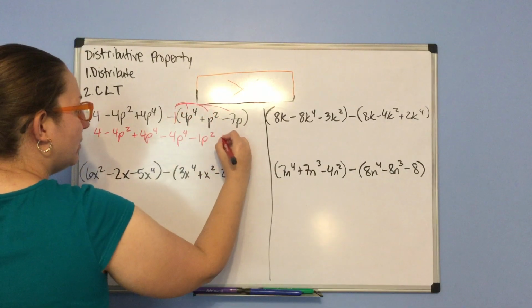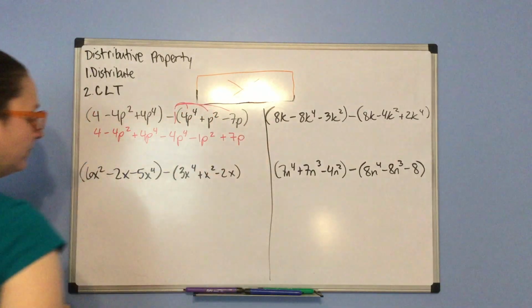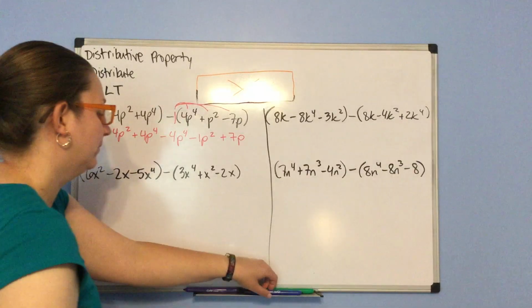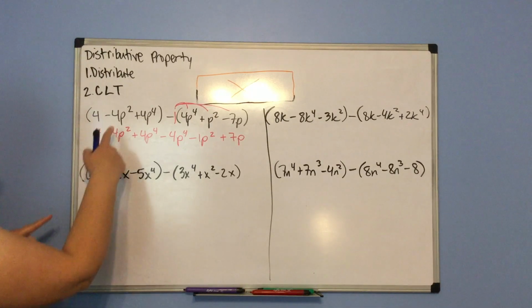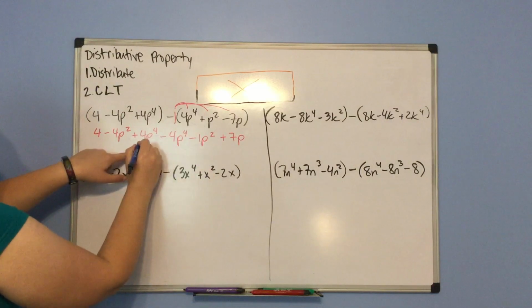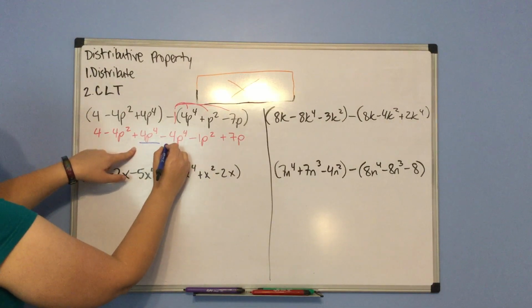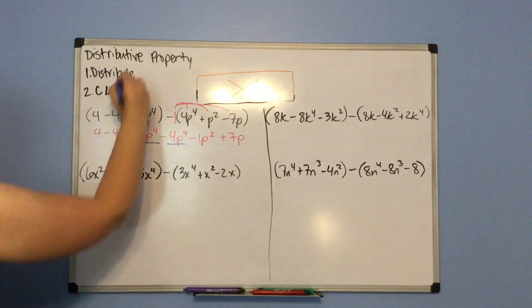-1 times -7p is plus 7p. So we've done our distributing. Now we combine. Let's be careful here. I always start with the biggest exponent so I can write my answer in standard form. The biggest exponents I see are 4. I have 4p to the 4 minus 4p to the 4.